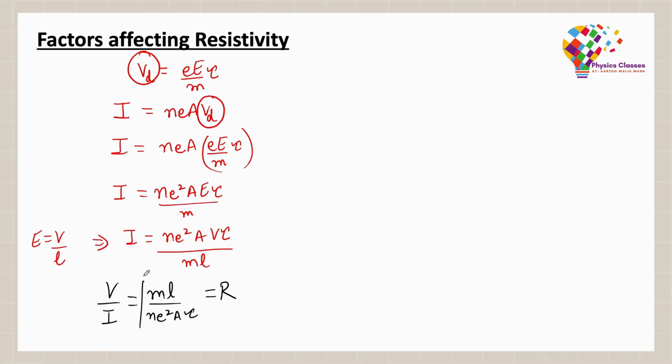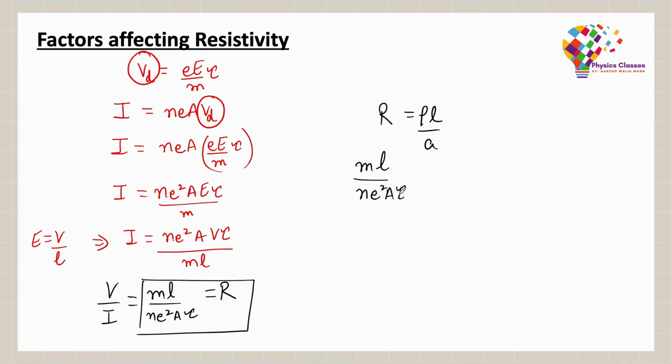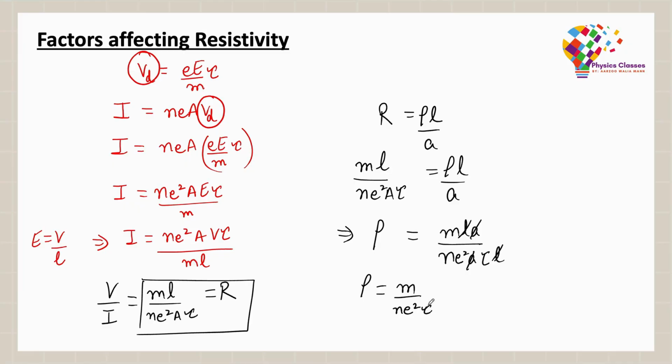Now just now we had also written another expression that R is equal to rho L by A. So instead of R I can write m L by n e square A tau, and this is equal to rho L by A. I rearrange this expression to get rho, which would be equal to m L A by n e square A tau and L. So A and A get cancelled, L and L get cancelled. So my rho from here comes out to be m by n e square tau. This is the expression for my resistivity or rho.